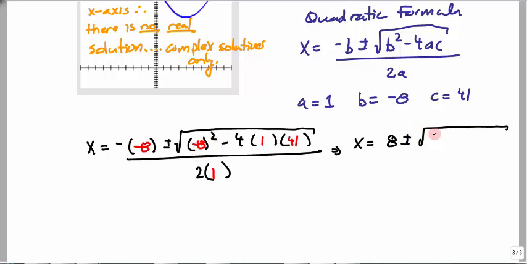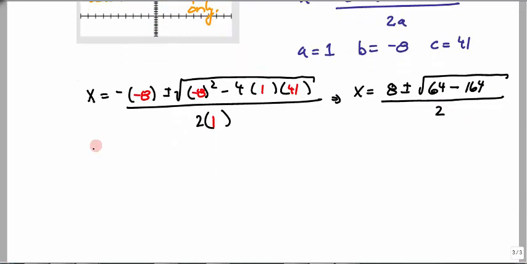-8 times -8 is a positive 64. And here I have 41 times 4. Well, 40 times 4 is 160, so 41 times 4 is 164, and it's going to be a negative value. And then 2 times 1 is 2. Well, something interesting is going on under the radicand here.